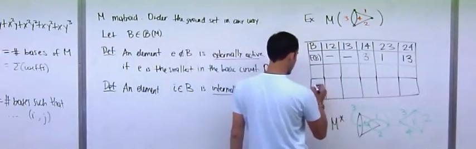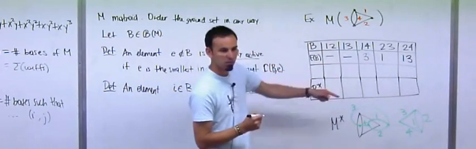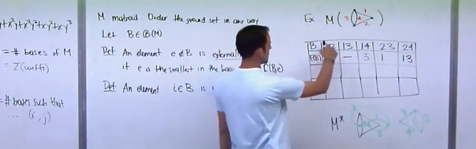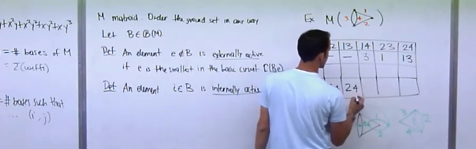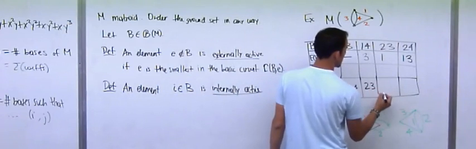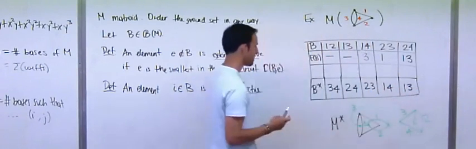What are the bases of this guy? Well, we know what the bases of the dual are. They're just the complements of the basis of the matrix. So 1, 2 goes to 3, 4. 1, 3 goes to 2, 4. 1, 4 goes to 2, 3. 2, 3 goes to 1, 4. And 2, 4 goes to 1, 3.